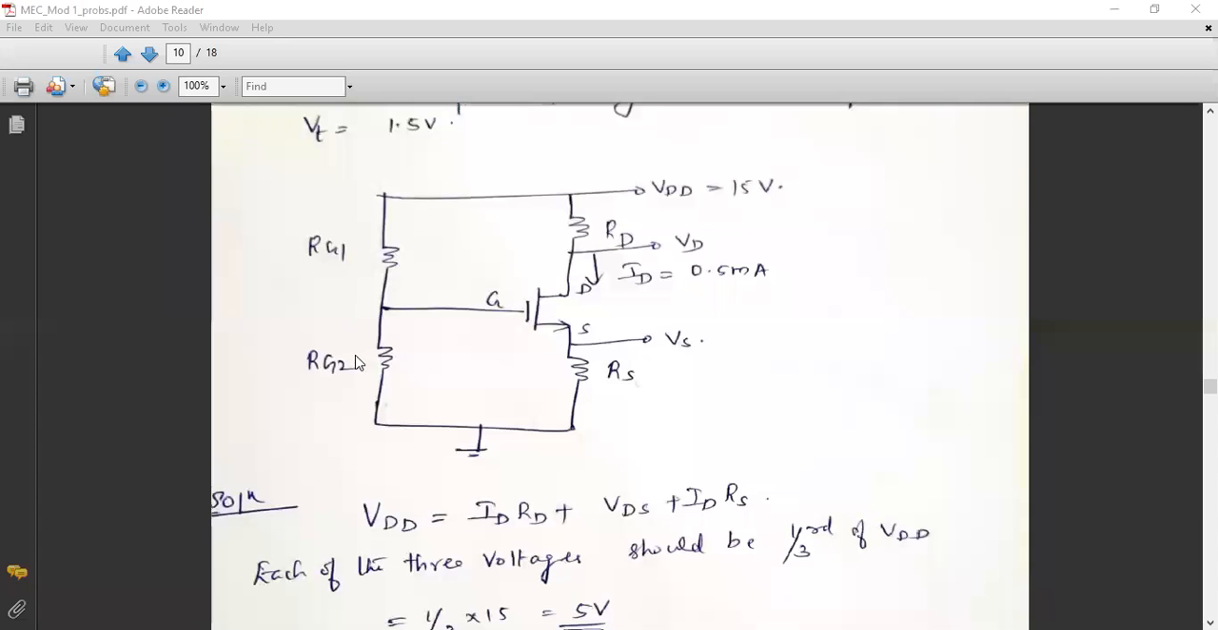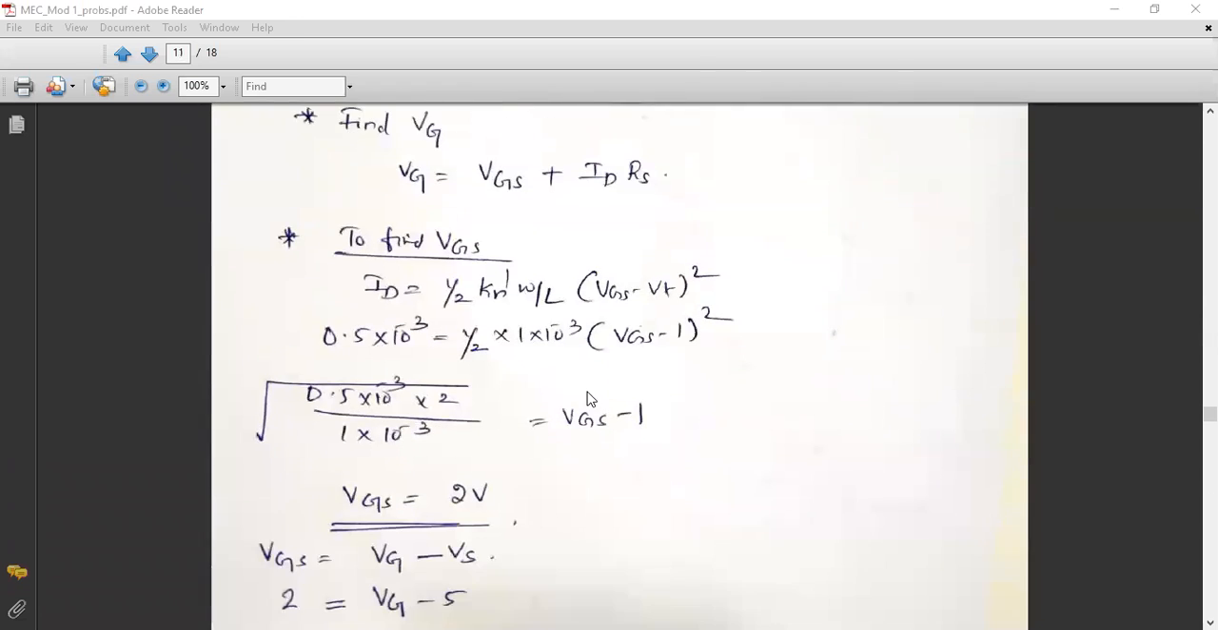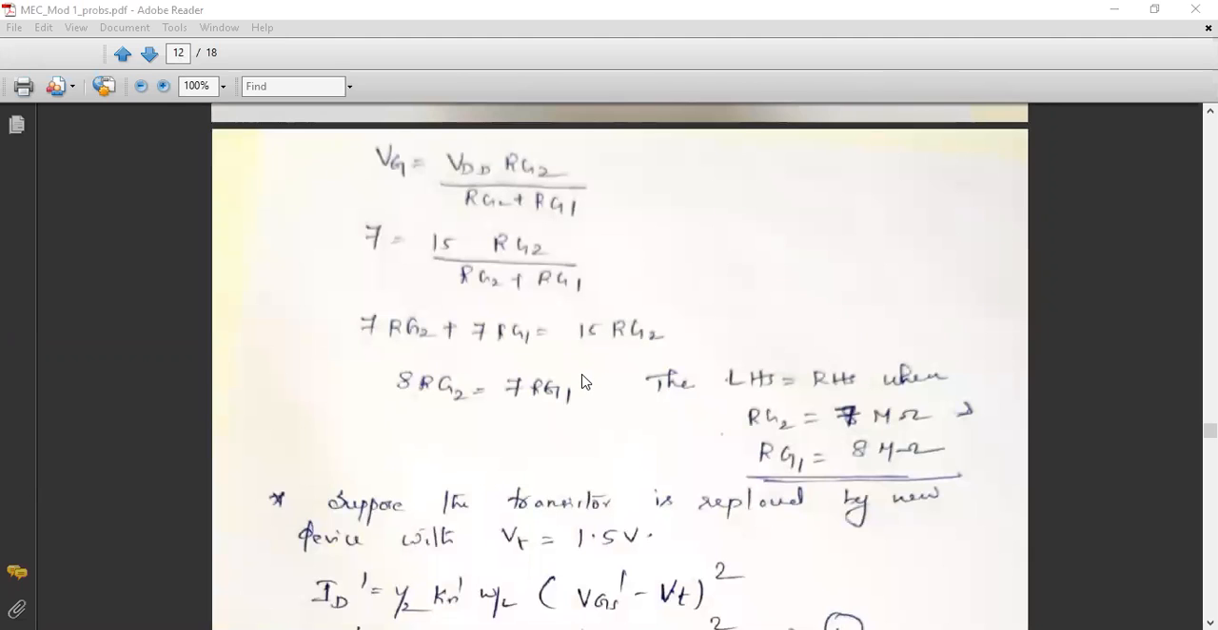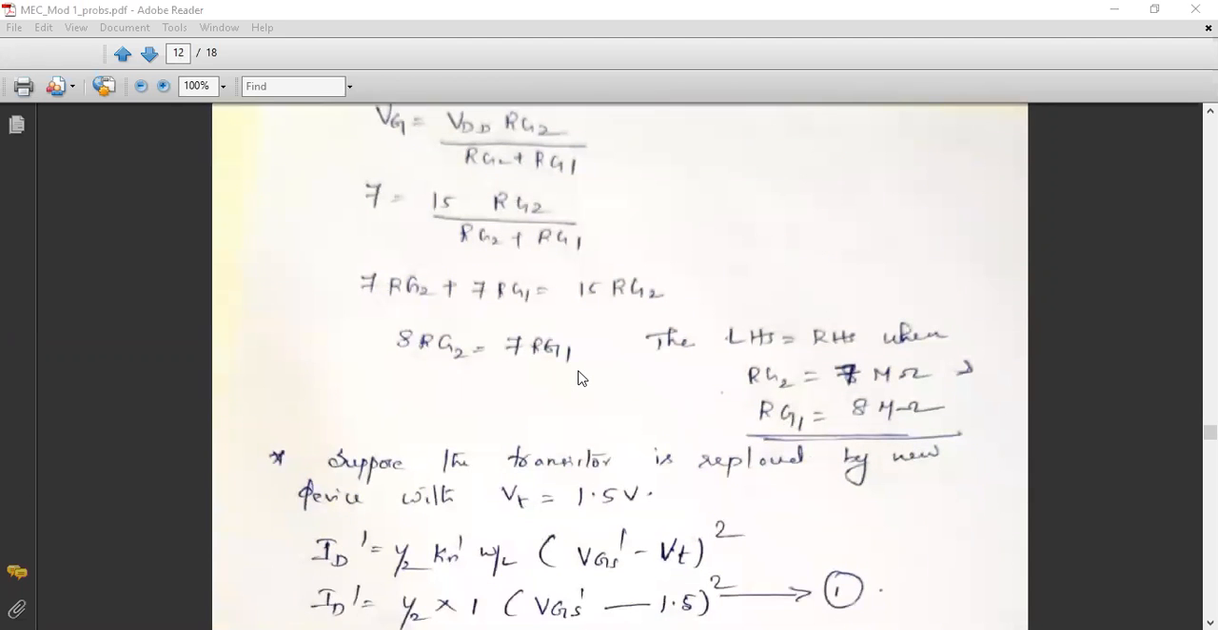Now to find RG1 and RG2, I should know what is VG. To know VG, I have applied KVL to the circuit. So I need to find VGS by making use of the drain current equation. I have found VGS. After that, I found VG. Then I have applied the potential divider rule and found RG1 and RG2.